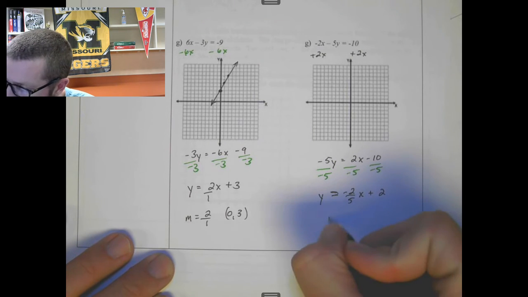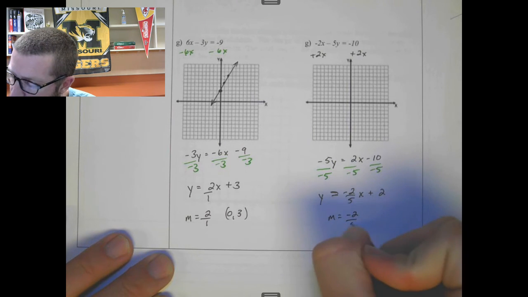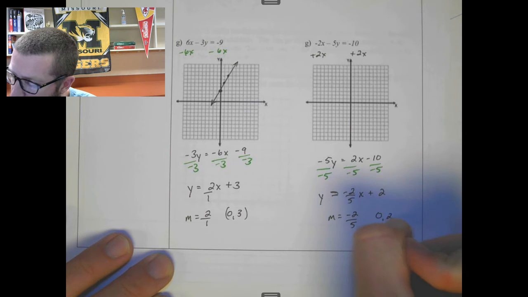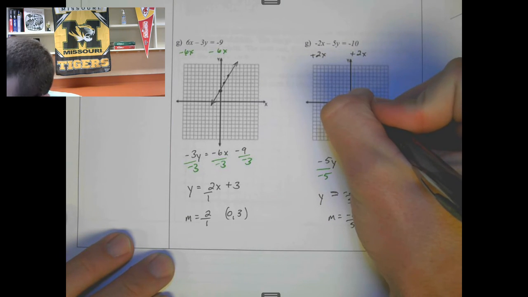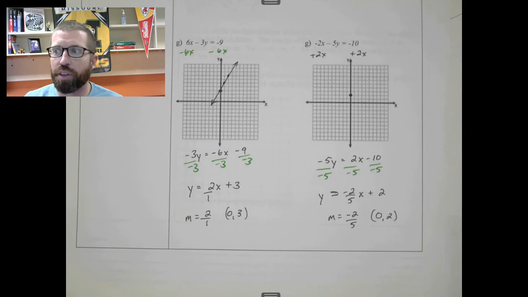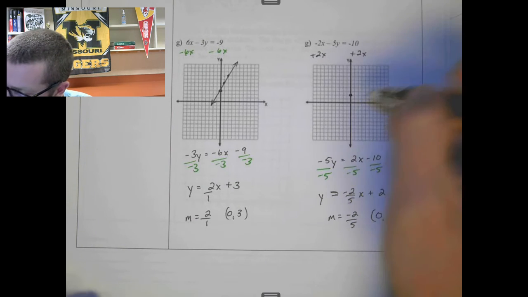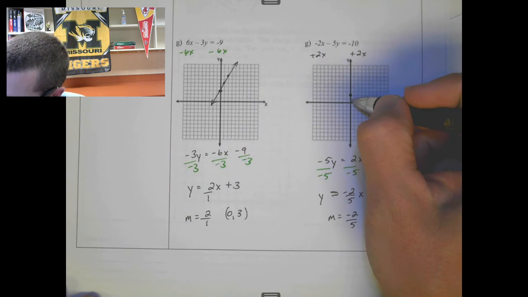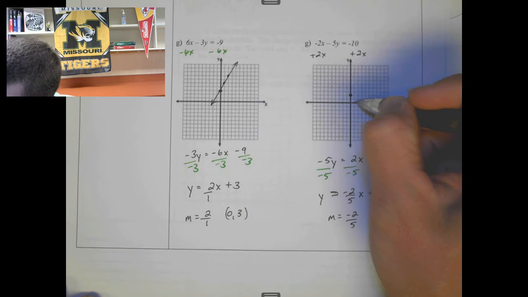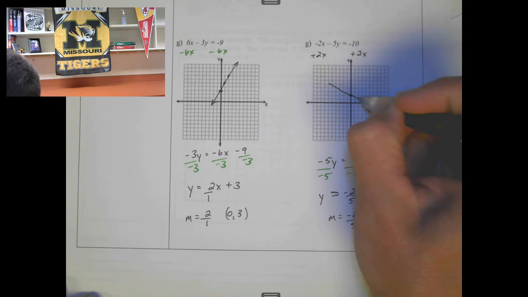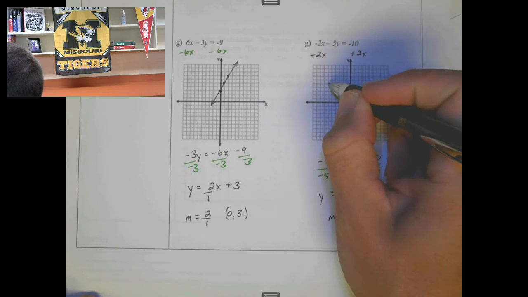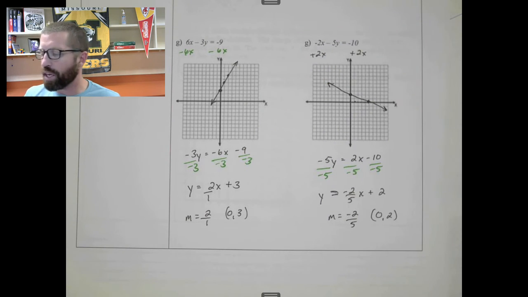Okay, so that means my slope is negative 2 over 5, and my y-intercept is 0, 2. So we start with our y-intercept. Put that point there, pick your pencil up. Now I've got to think about slope. From my starting point, I'm going to go down 2 and over 5. 1, 2, 3, 4, 5. And you can keep going or connect those with a straight edge or draw as straight a line as you can.